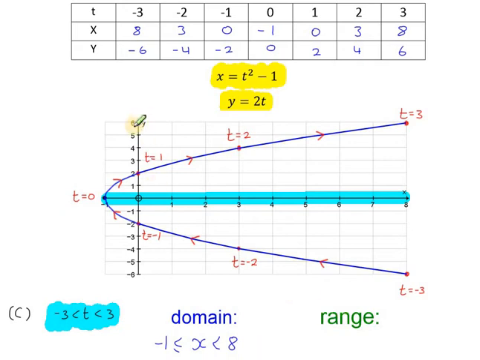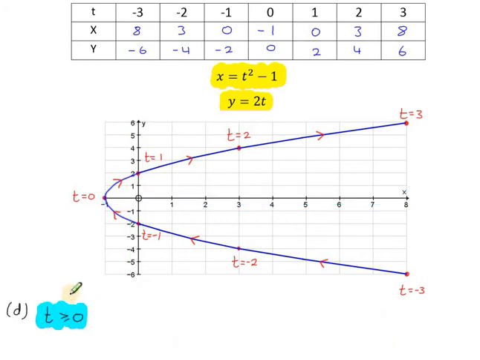Now the range is the set of values of y which are valid for this graph. It appears as though it's between 6 and -6, but again remember, y equals 6 corresponds to t equals 3, and we can't have 3. And y equals -6 corresponds to t equals -3, and we can't have t equals -3. It says t is greater than -3, so the 6 and the -6 are not included. So the values of y in the range are these.